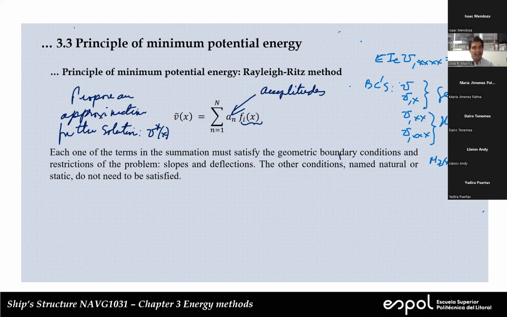Let's go to a better one, a nice one. How about the guided case? Do you remember the guided case? Do you remember the boundary conditions for the guided case, Mr. Kimi, Elvis Kimi?